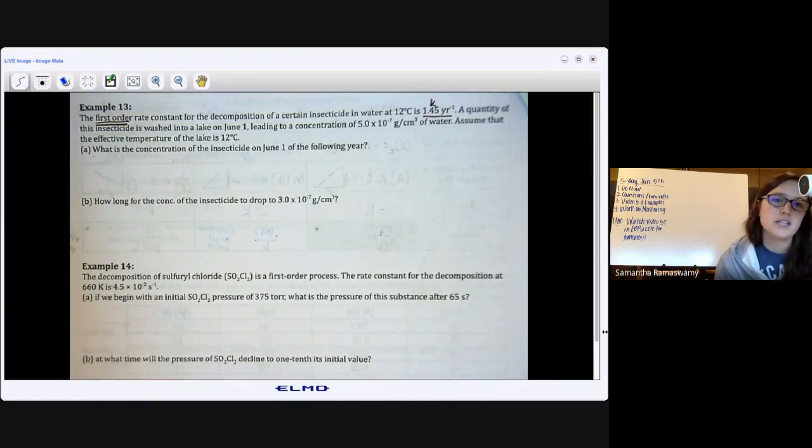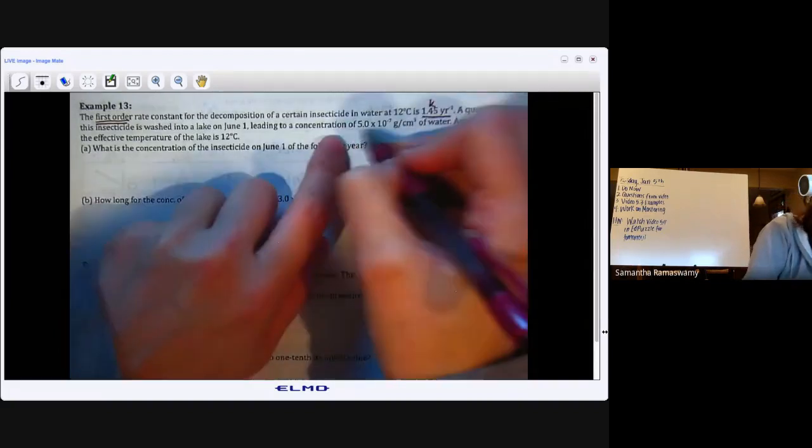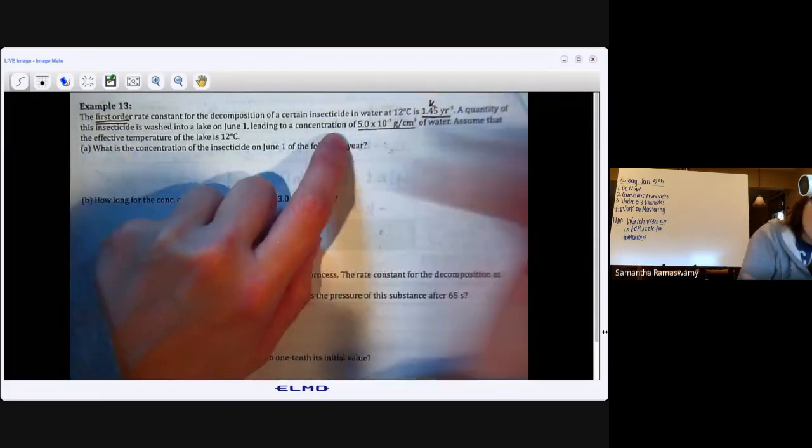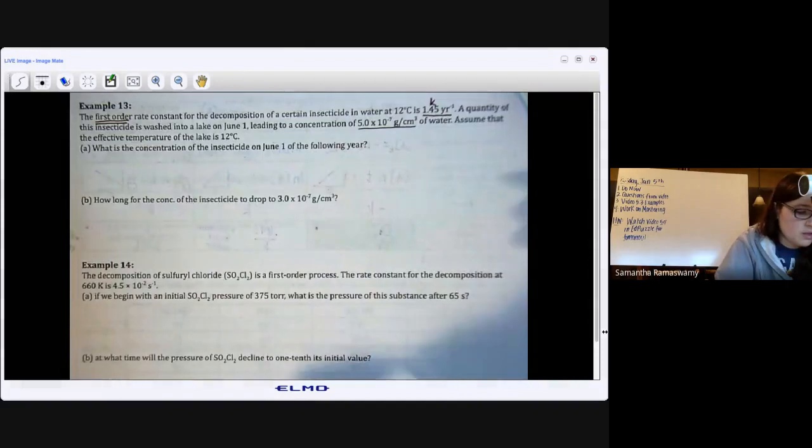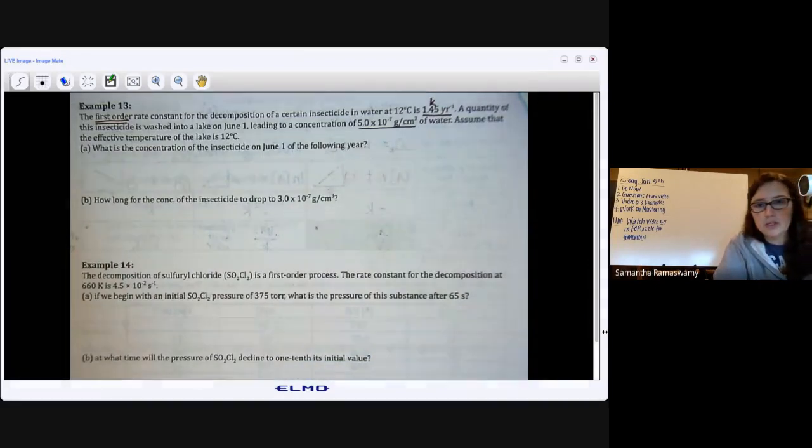A quantity of this insecticide is washed into a lake on June 1st, leading to a concentration of 5 times 10 to the negative 7th grams per centimeter cubed. Assume that the effective temperature of the lake is 12 degrees Celsius. The reason they say the effective temperature is 12 degrees is to assume that the temperature isn't changing, because if the temperature changes, the rate constant changes.